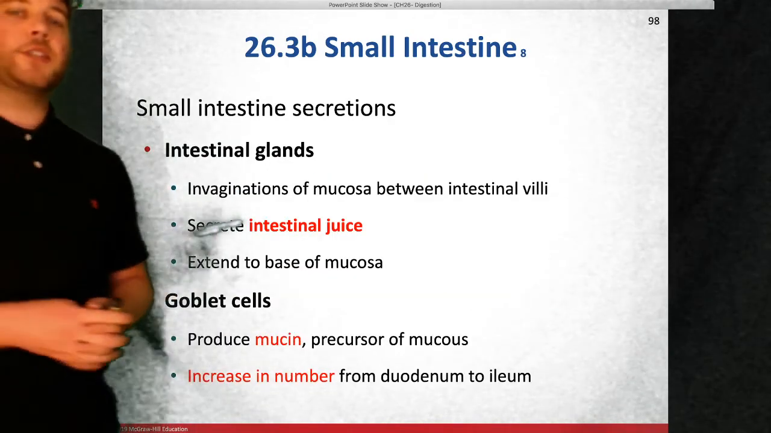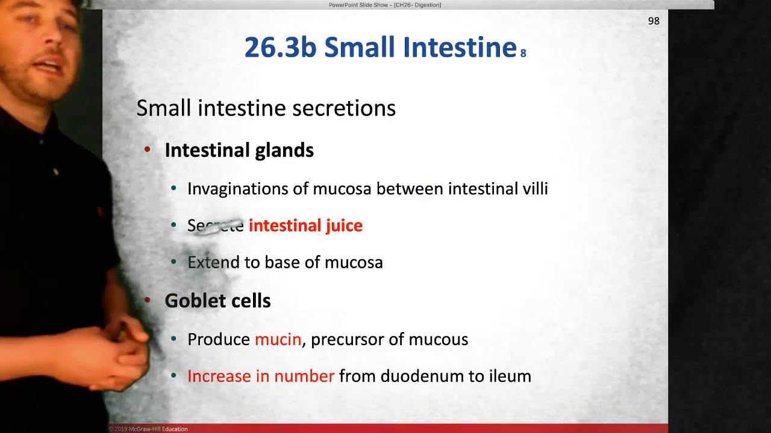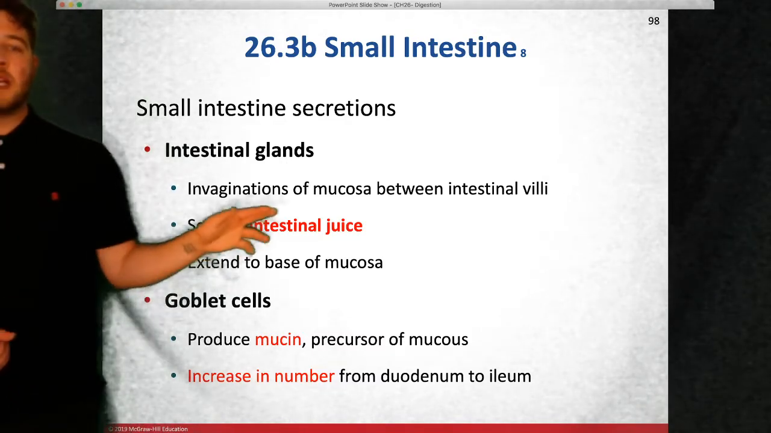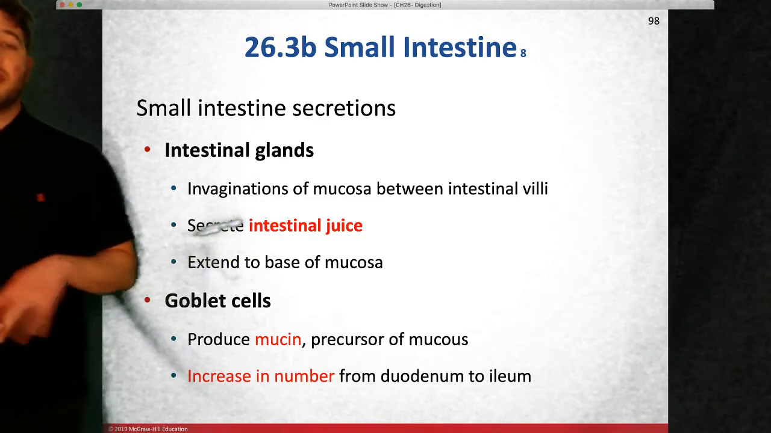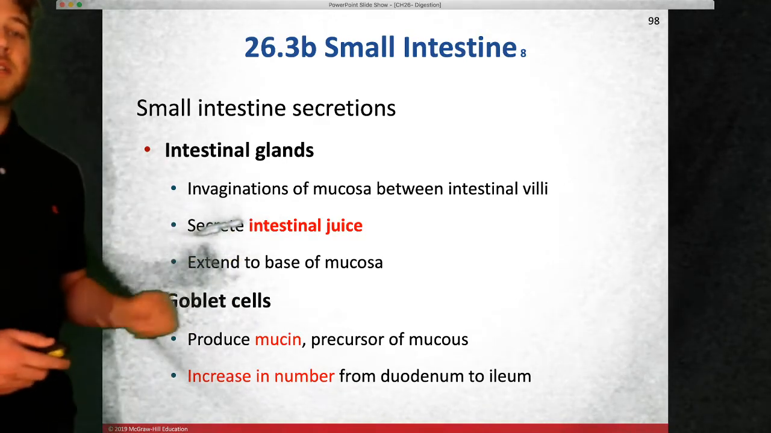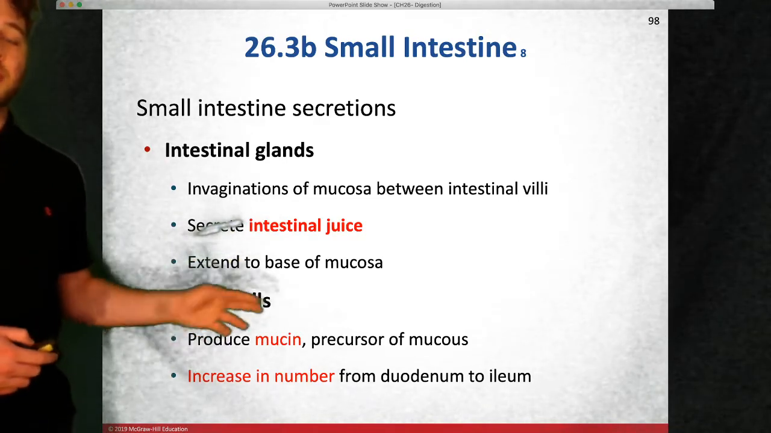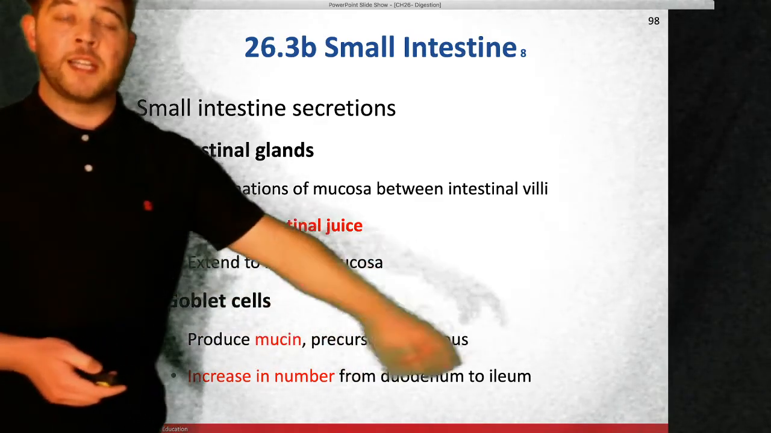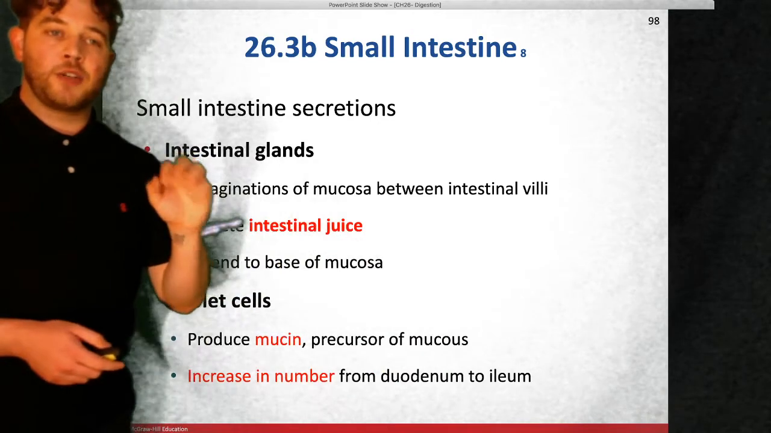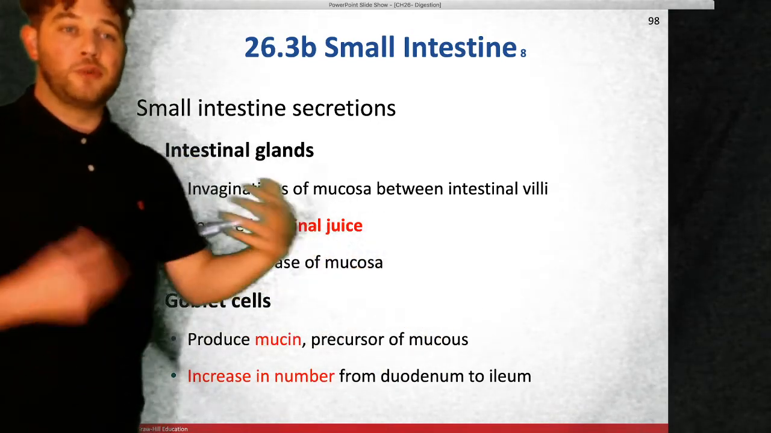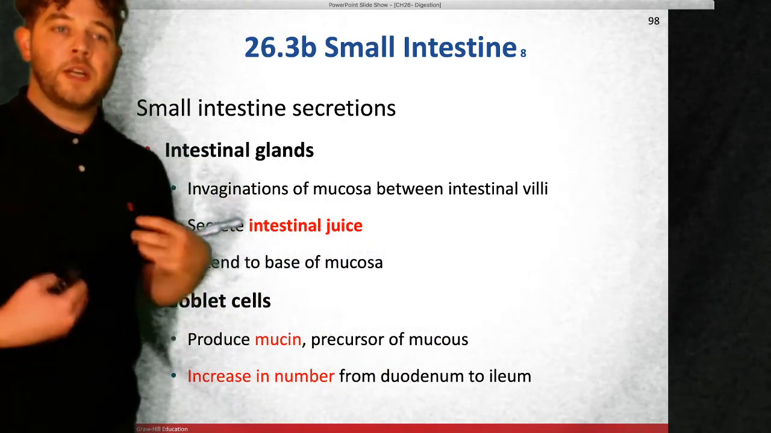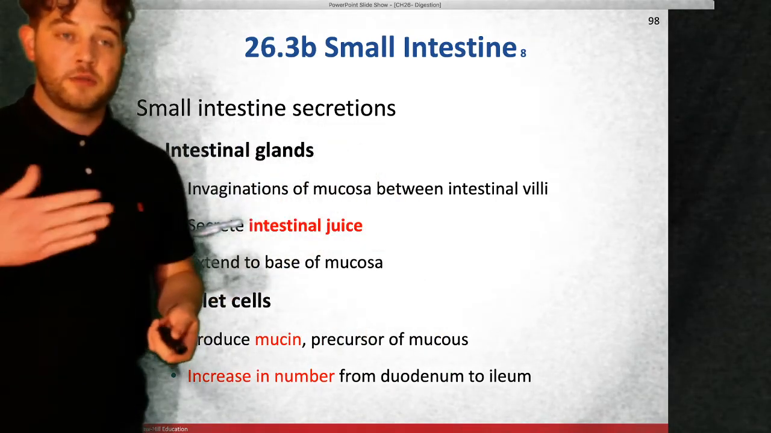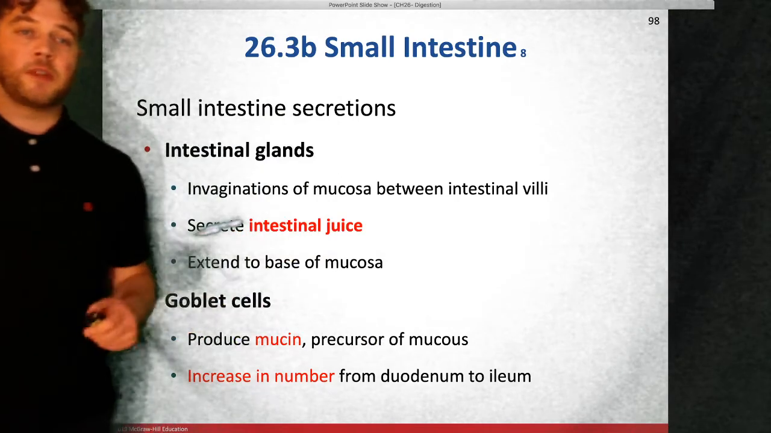So in the small intestine, you have intestinal glands that are invaginations of the mucosa between intestinal villi, secreting intestinal juice. There are goblet cells that produce mucin, which of course gets hydrated to form mucus. They increase in number from the duodenum to the ileum. Think about that. As you go from the duodenum to the ileum, you're losing water. Water is being absorbed. So you need something to help keep the lubrication so movement can still occur, so the chyme can still be moving. And that's going to be mucin.